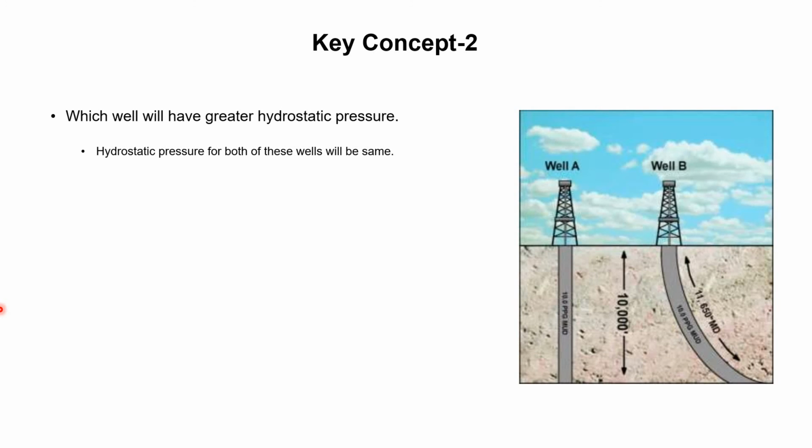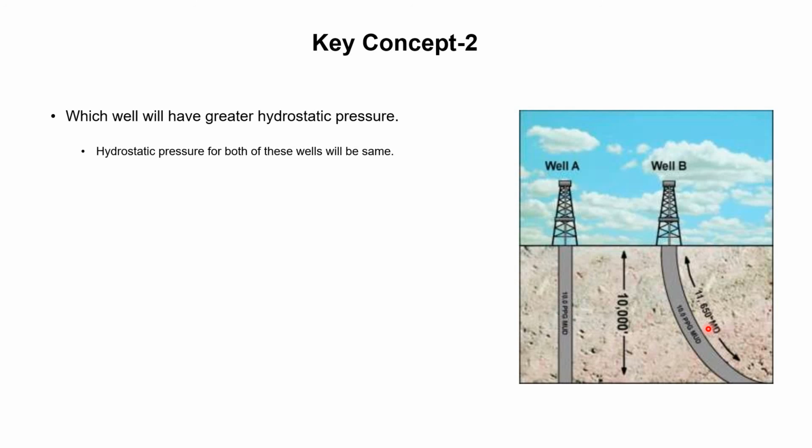The other concept associated with the hydrostatic pressure we can understand with this diagram. Here we have two wells, well A with a depth of 10,000 feet and well B with a total depth of 11,650 feet. We are asked which well will have the highest hydrostatic pressure.